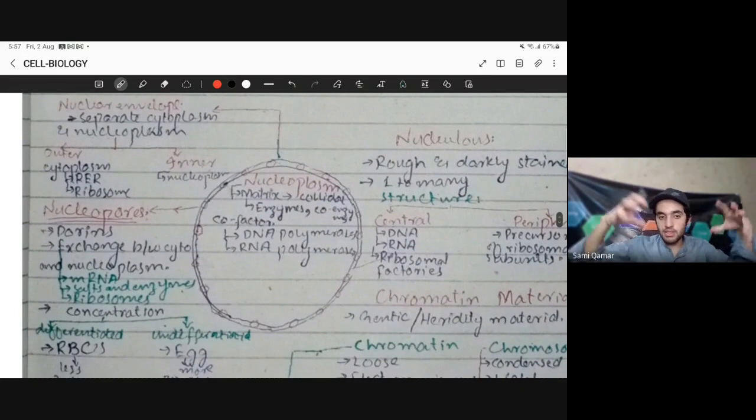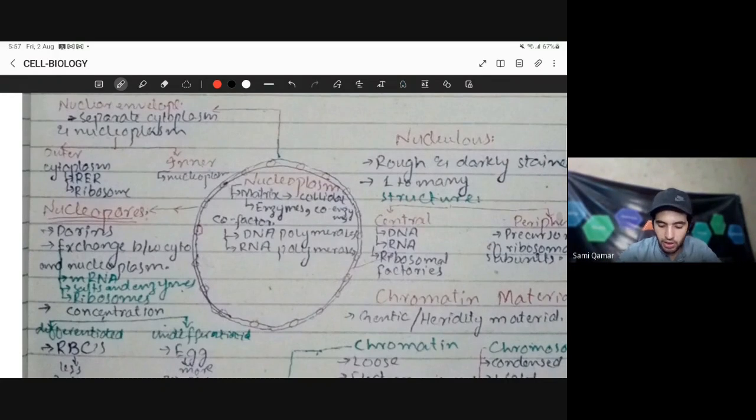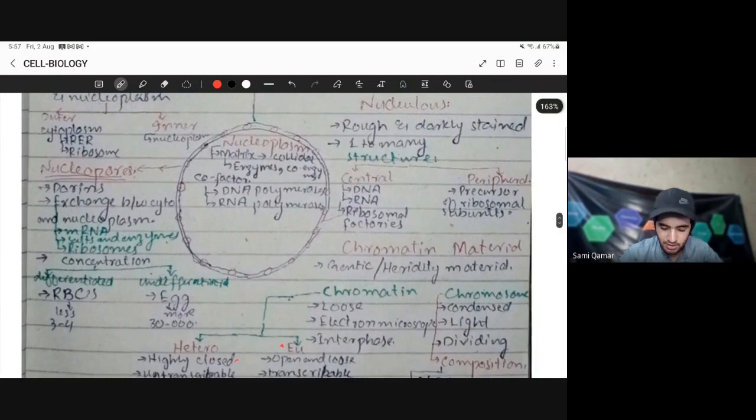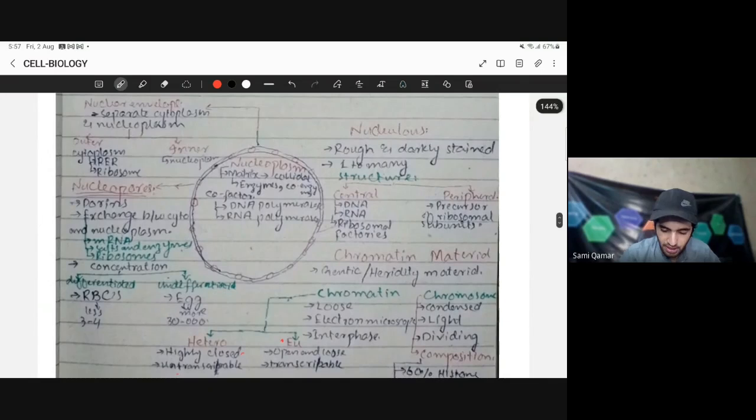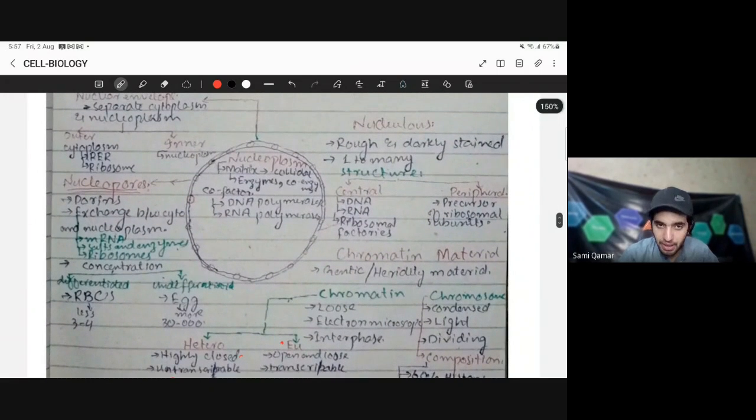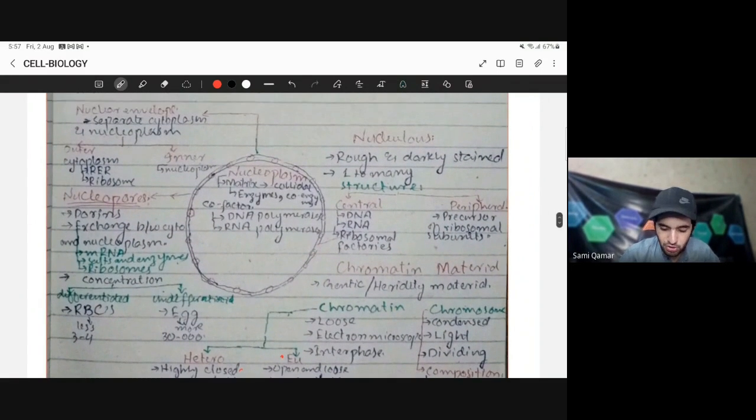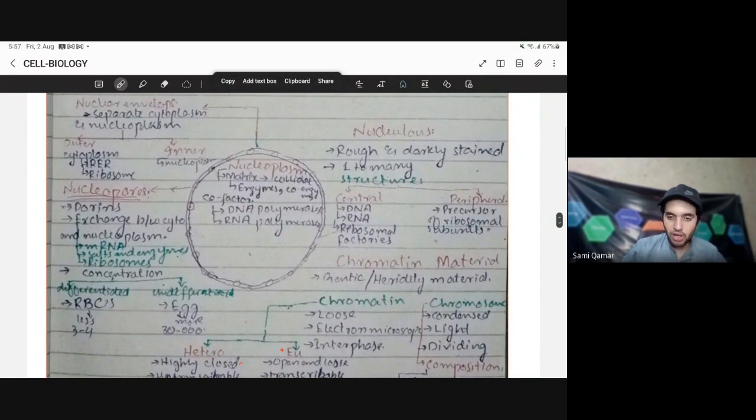Now this is the summary of the whole nucleus, all the components of the nucleus. Just try to understand this. I hope you can see it, although it's a little blurry, but I will explain. Focus here. First of all, the nucleus is just like a cell itself. It has nucleoplasm. In a cell it was cytoplasm, but here it is nucleoplasm.